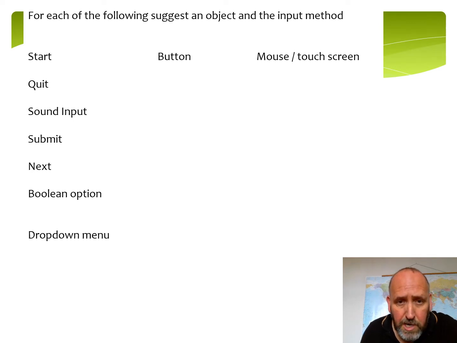So for each of the following, suggest an object and the input method. The first one's done for you. Start, that's a button and it's a mouse or touch screen. Pause the video, type in your answers.